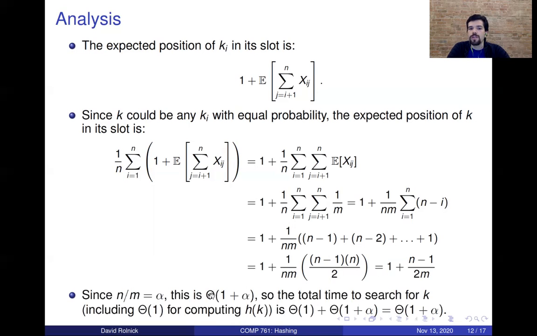So this is just theta of 1 plus alpha. The 2 in the denominator doesn't matter because theta is including constants. And so the overall time is just theta of 1 plus alpha. The reason why we have 1 plus alpha is because sometimes alpha is less than 1 and sometimes alpha is greater than 1. This is basically saying if alpha is greater than 1, it's theta of alpha. If alpha is less than 1, it's theta of 1.